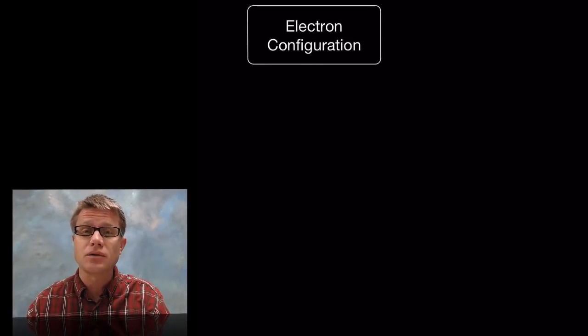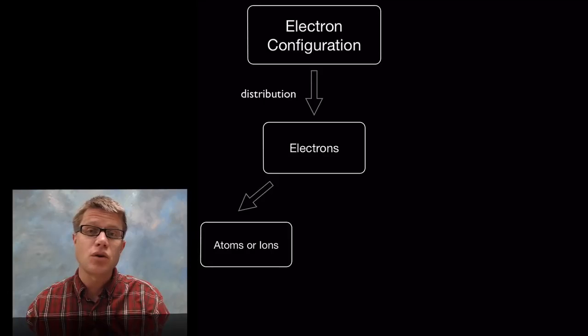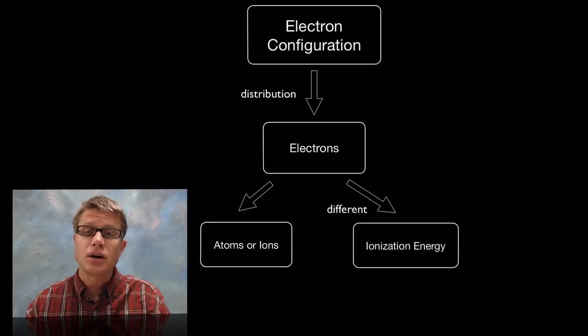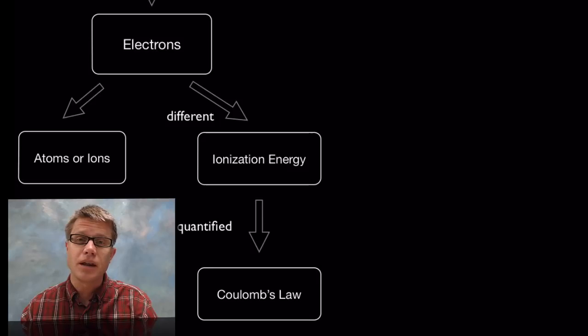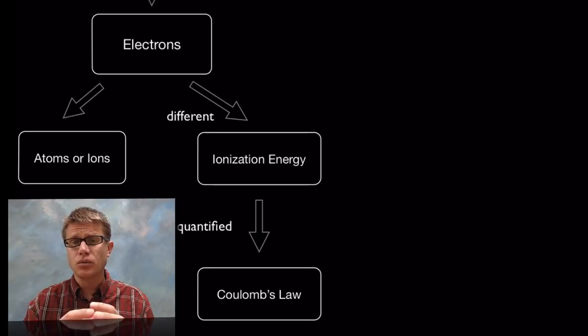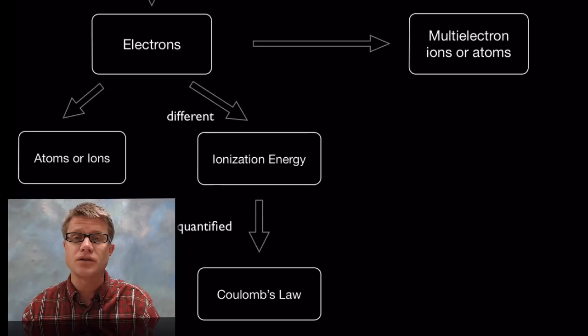Electron configuration is simply the distribution of electrons, so where the electrons are found in atoms or in ions. A good way to figure that out is to look at their ionization energy, which is the amount of energy it takes to pull an electron away. We can quantify that by using Coulomb's law. What we can do is work our way out from the electrons on the inside to those on the outside. And when we're done, we have a pretty good picture of where all those electrons are.